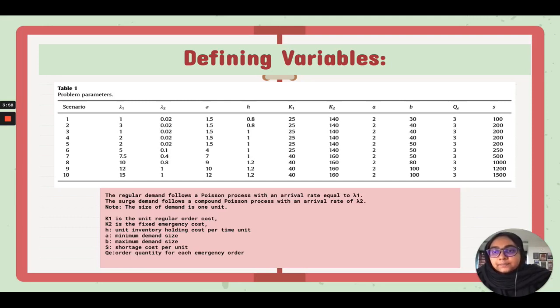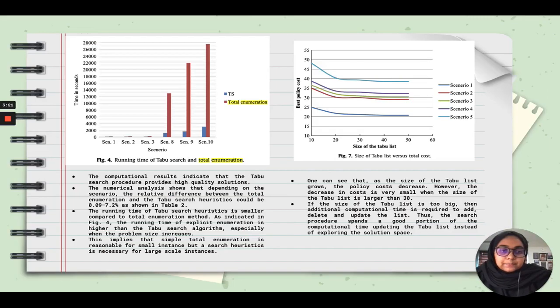As we can see here, the regular demand follows a Poisson process with an arrival rate equal to lambda 1. The surge demand follows a compound Poisson process with an arrival rate of lambda 2, and note that the size of the demand is 1 unit. K1 represents the unit regular order cost, K2 is the fixed emergency cost, H is the unit inventory holding cost per time unit, A is the minimum demand size, B is the maximum demand size, S represents the shortage cost per unit, and QE represents the order quantity for each emergency order.